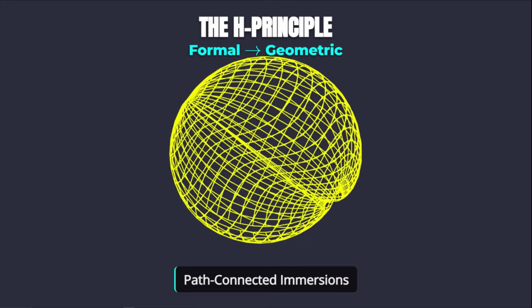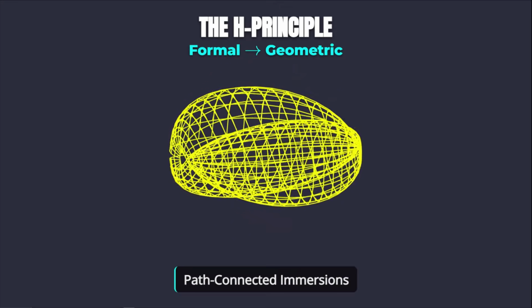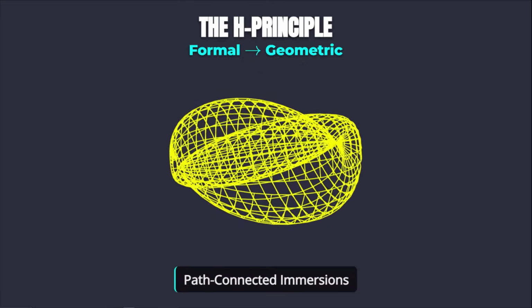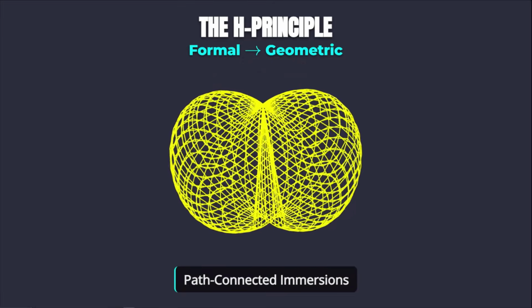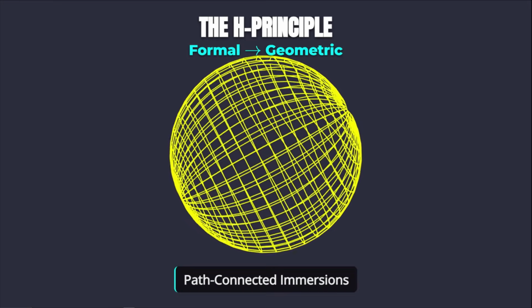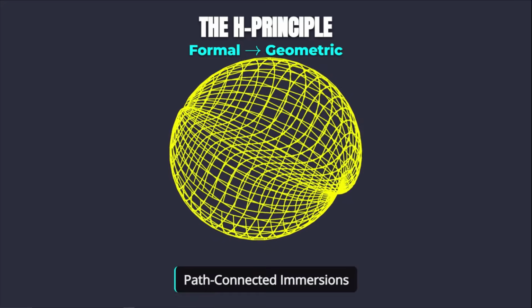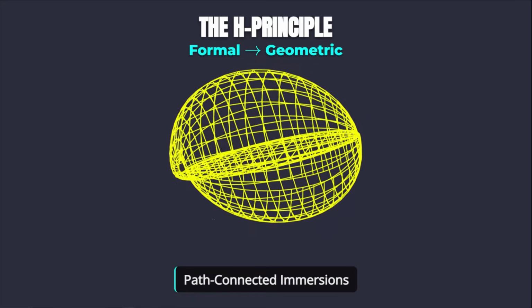The key insight is that the space of all immersions of the two-sphere in three-space is path-connected, meaning any immersion can be continuously deformed into any other, including the one with reversed orientation. This result is a specific case of the H principle, which states that formal solutions to certain partial differential relations can often be deformed into actual geometric solutions.